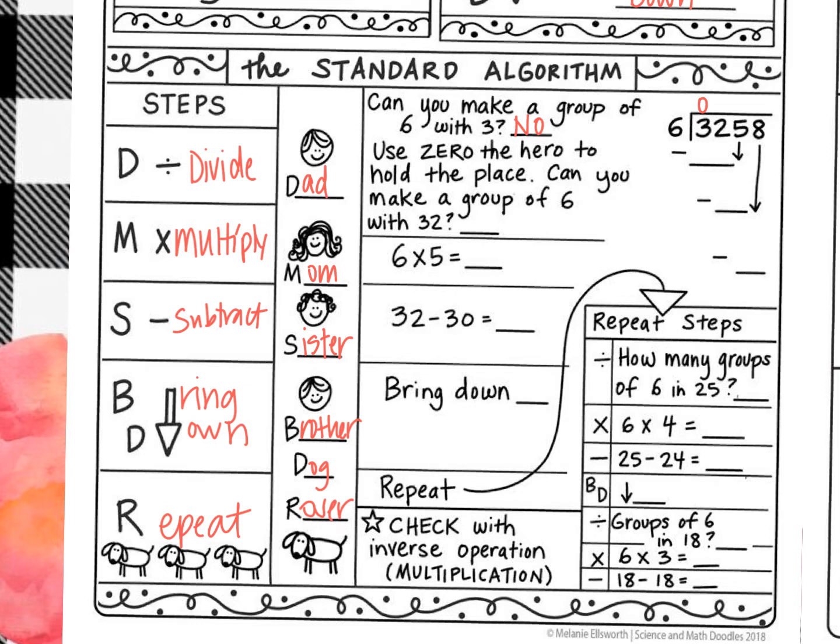Now, can we make a group of 6 with 32? Yes, if I have 32 circles, okay, I could then make a group of 6. So yes, I can. How many groups? 5. So I'm going to put a 5 up here. Now, my next step is to multiply 6 times 5, which is 30. So that is what I'm going to write underneath the 32.